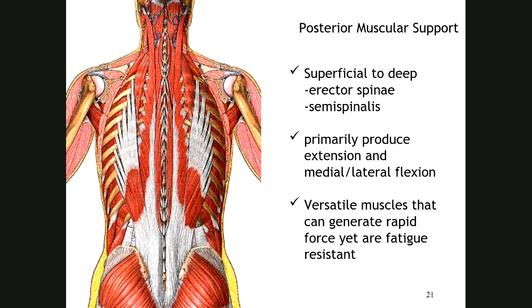All right, so we're going to start with the back, the posterior muscle support. We have our erector spinae, we have our spinalis. These are deep posterior muscles that provide stability to our spine. They primarily focus on producing extension, medial and lateral flexion. These are very versatile muscles that can generate rapid force, yet are fatigue resistant. So what does it mean to be fatigue resistant? What do you guys think?